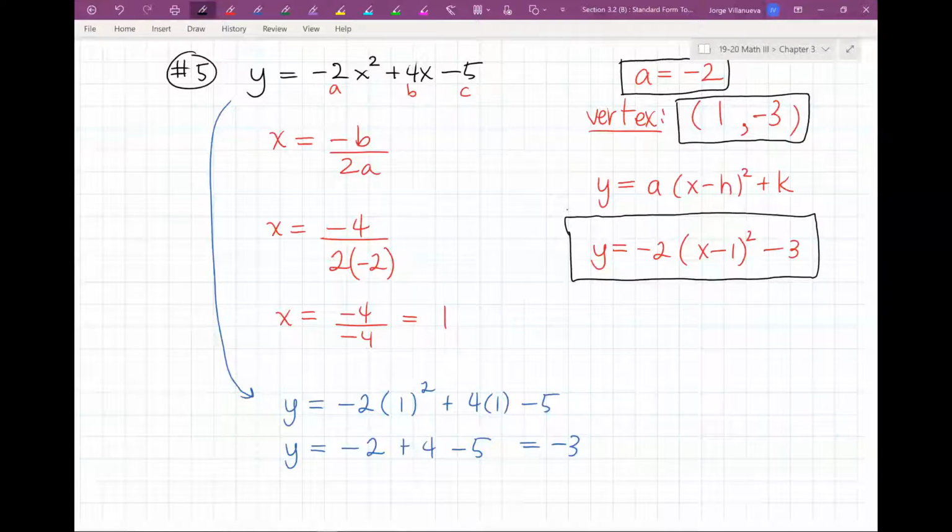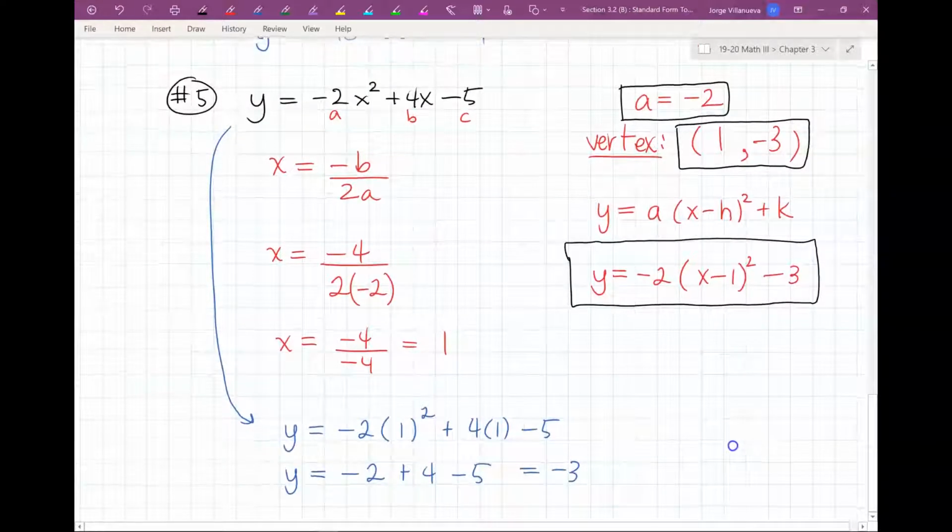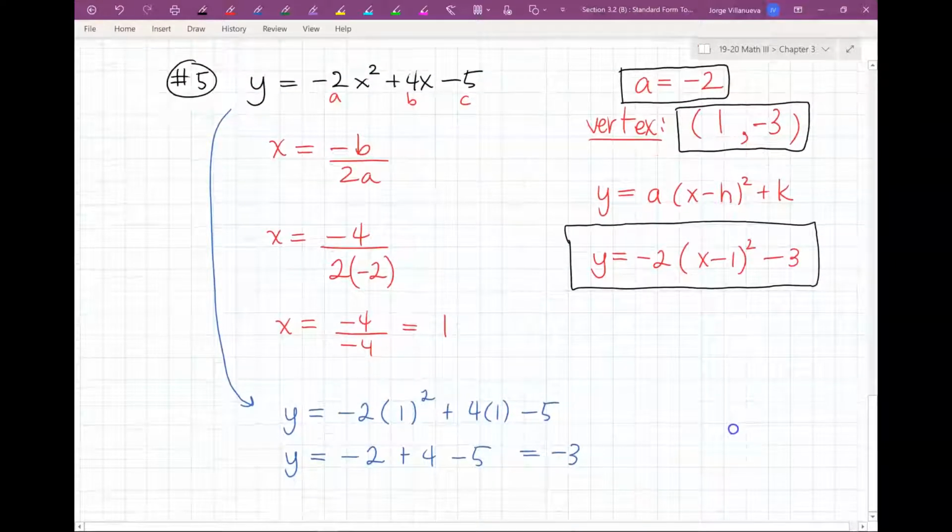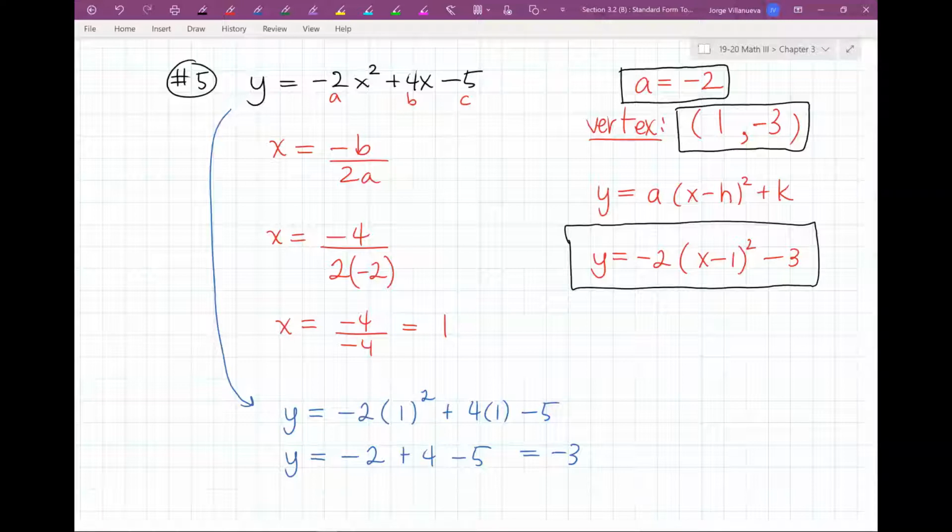Any questions on that one? Notice it's always the same exact steps that are going on. You're going to use your axis of symmetry. You're going to plug it into your equation. That's how you get your vertex. Plug your vertex into your vertex form, and you're good. Okay?